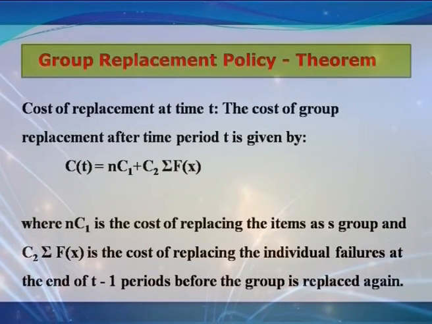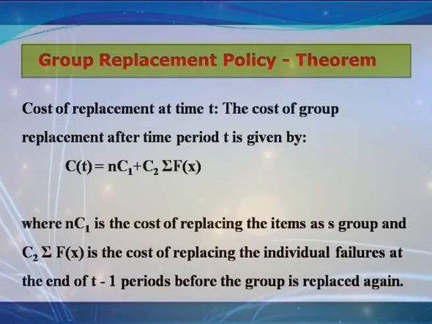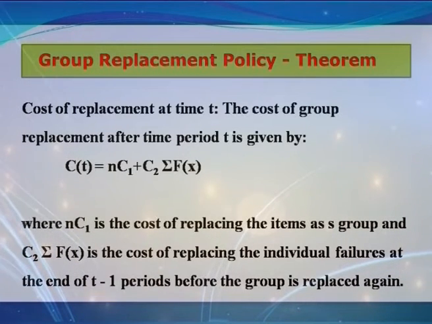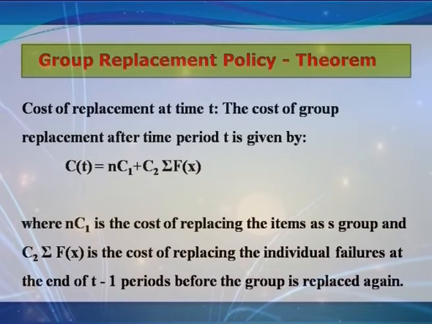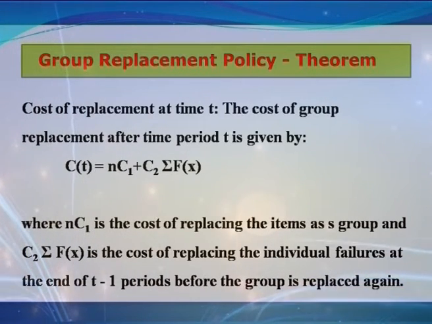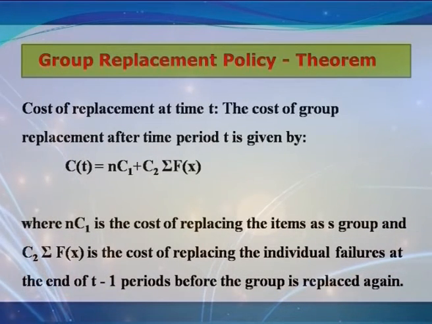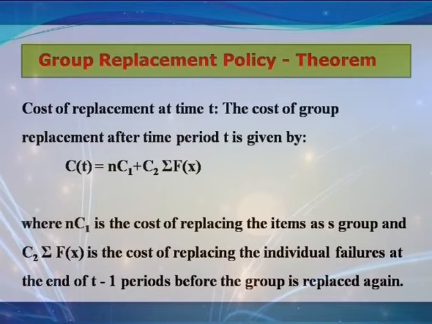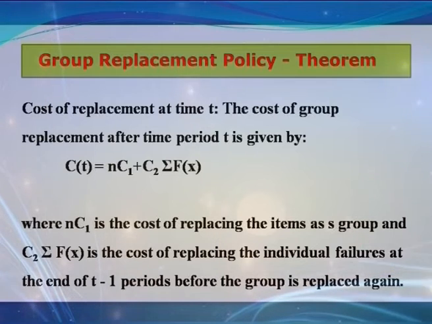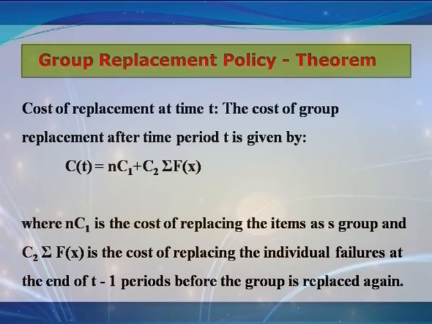Cost of replacement at time T. The cost of group replacement after time period T is given by C of T is equal to nC1 plus C2 summation f of x, where nC1 is the cost of replacing the items as a group and C2 summation f of x is the cost of replacing the individual failures at the end of T minus 1 period before the group is replaced again.